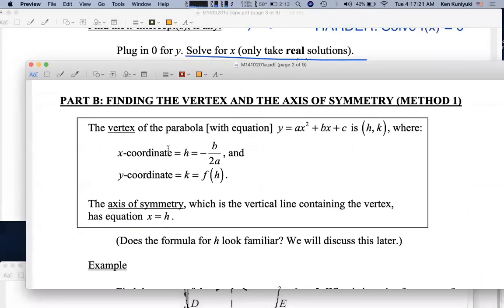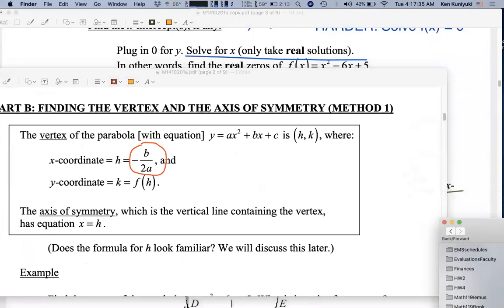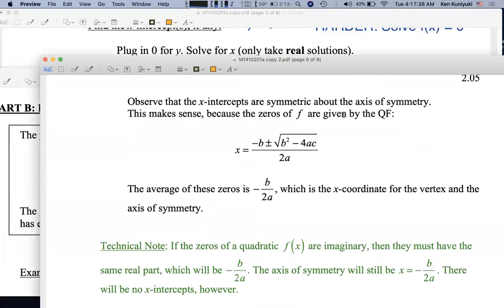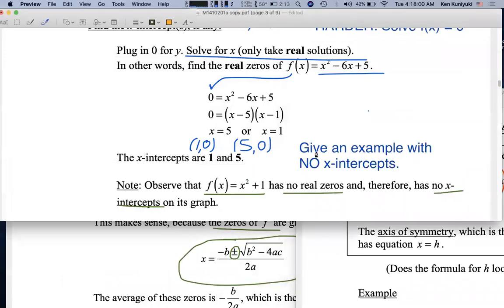Why is it that the x-coordinate of the vertex of the parabola, h, is given by this formula, the opposite of b over 2a? Well, that came from what special formula? The quadratic formula. Right. The zeros of the function are given by the quadratic formula, the QF. Now notice that if you take a look at this formula, there are 2 cases, a plus case and a minus case. Let's go back to the parabola over here.